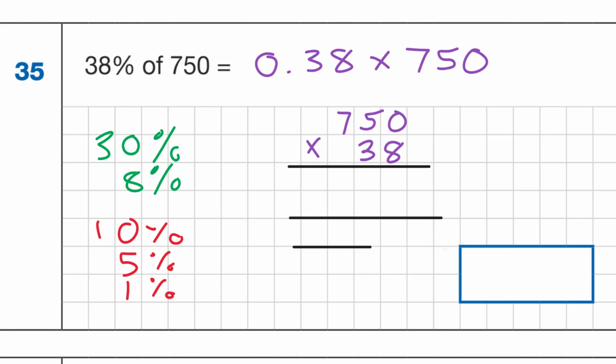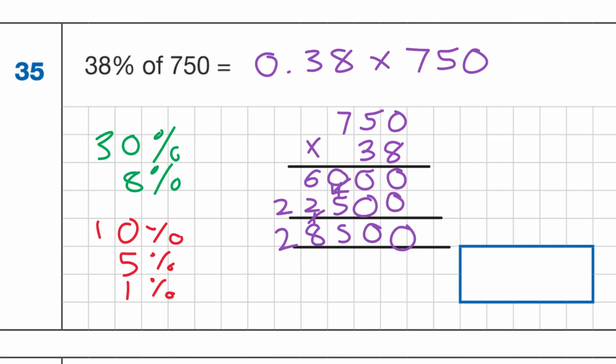I put in my sections and I put in my placeholder. So 0 times 8 is 0, 5 times 8 is 40, 7 times 8 is 56, plus 4 is 60. 0 times 3 is 0, 5 times 3 is 15, 7 times 3 is 21, plus my 1 is 22. Add it all together, 0, 0, 5, 8, 2.